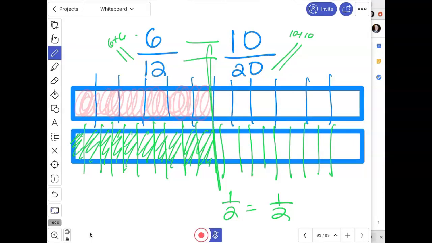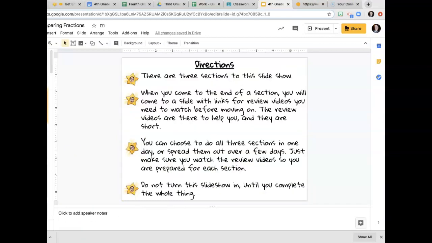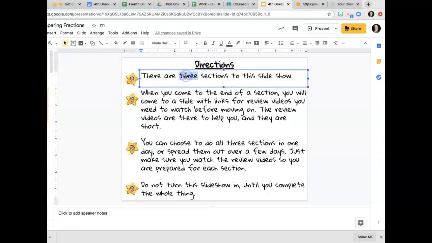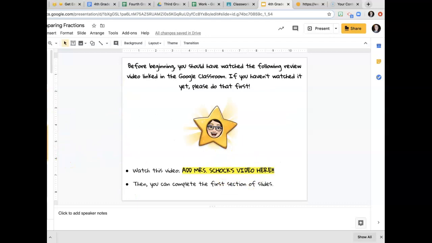Okay, so for the last little bit of this video, we're going to practice this together while I show you your slideshow for the week. So let's see how handy I am here. There we go. Okay, so I'm going to go back to the beginning. Same directions as last week. There are actually 4 sections this week. I'm glad I caught that. At the end of each section, you can stop for the day or you can keep going. Okay, there's a couple videos linked in. I will link my video here when I'm done recording it.